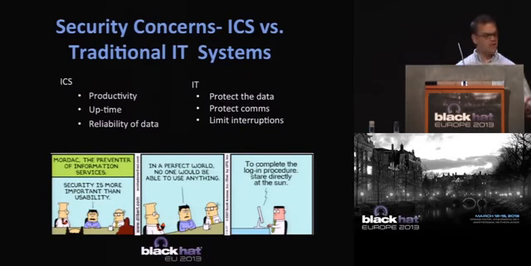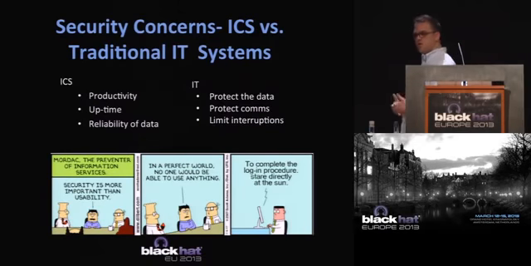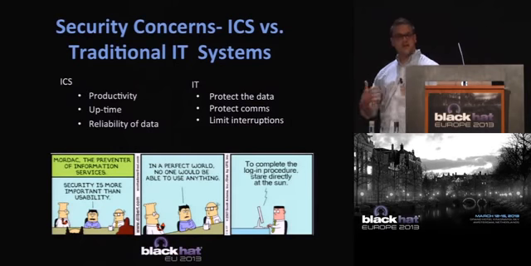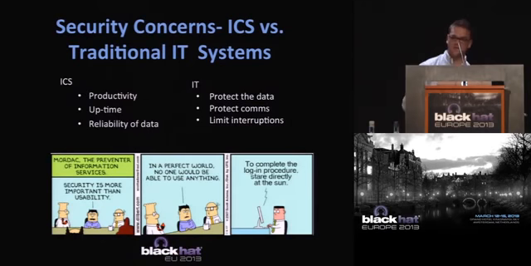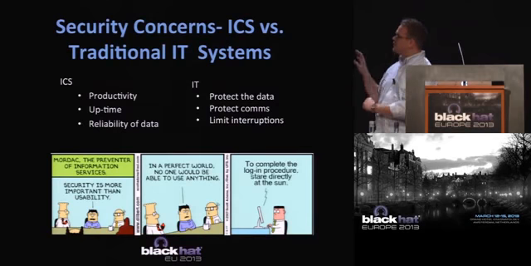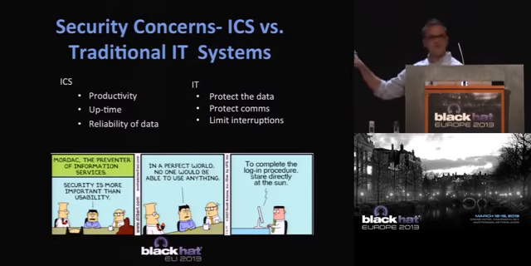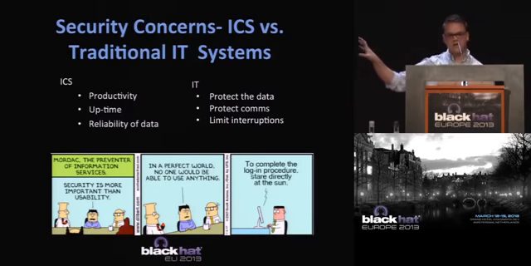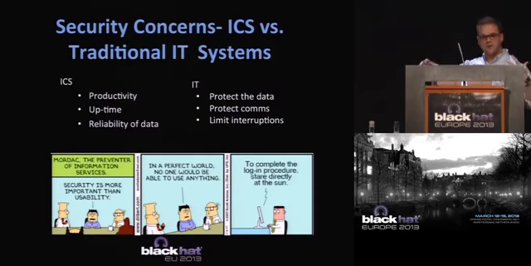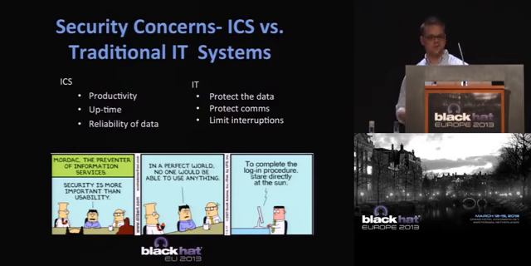Uptime is the second. Reliability of data is the third. You're going to notice that those three all revolve around ensuring that the system and the actual data gets to where it's destined, and to make sure that functionality doesn't get interrupted. There's really no security built in. So that's what I wanted to compare: how the traditional security IT shop would be thinking about security, and ICS, what you would think about as a traditional engineer.